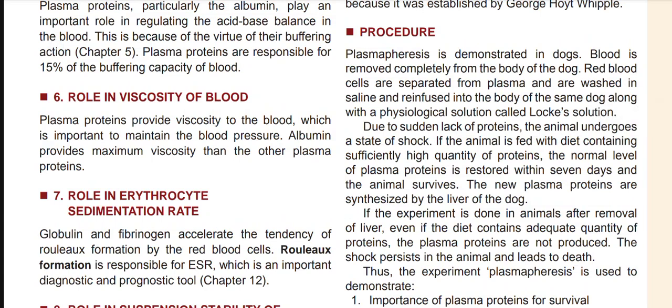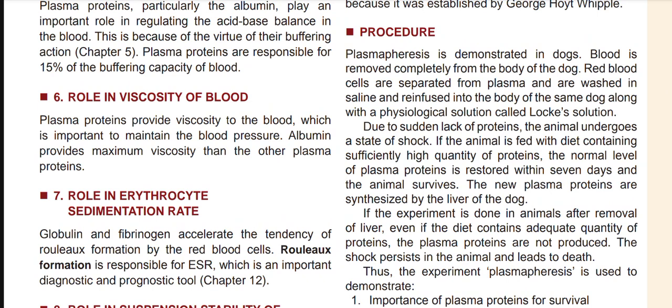Plasmapheresis is demonstrated in dogs. First of all, all the blood is completely removed from the body of the dog. Then RBC are separated and plasma is also separated. Then these are washed with saline and the RBC and all blood cells are reinfused into the body of the dog with a physiological solution called Locke's solution. And then due to sudden lack of proteins, the animal undergoes a state of shock.